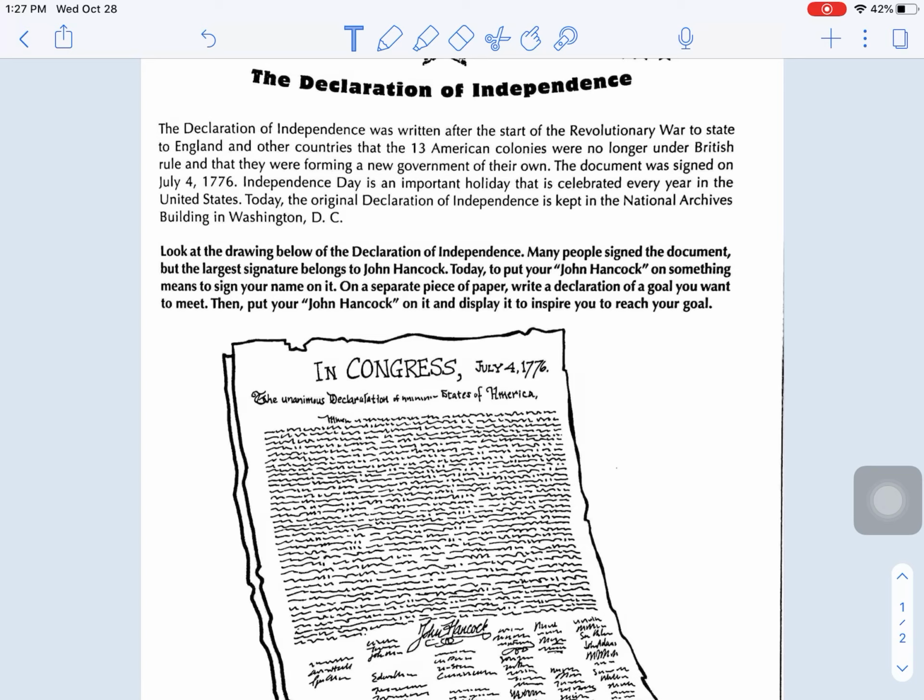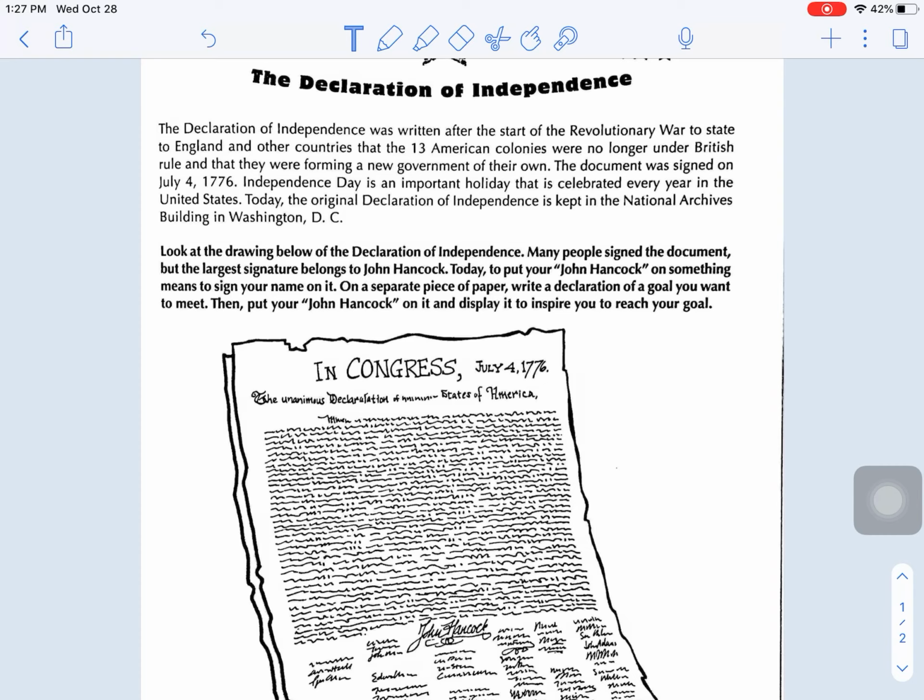The Declaration of Independence was written after the start of the Revolutionary War to state to England and other countries that the 13 American colonies were no longer under British rule and they were forming a new government of their own. The document was signed on July 4th, 1776. Independence Day is an important holiday that is celebrated every year in the United States. Today, the original Declaration of Independence is kept in the National Archives building in Washington, D.C.